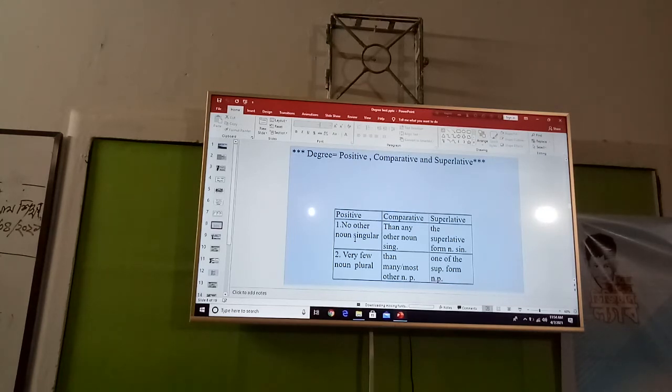Then the next rule, very few. That means noun plural, then most other or many other with noun plural in comparative form, one of the, then superlative form and noun plural in superlative form. That means in number two rule, if you find very few in positive sentence, in comparative you have to use many other or most other, and in superlative form one of the. That means you have to use the before any kind of superlative form. And if you find very few in the positive sentence, you have to use in comparative sentence than most other or many other, and in superlative form one of the.